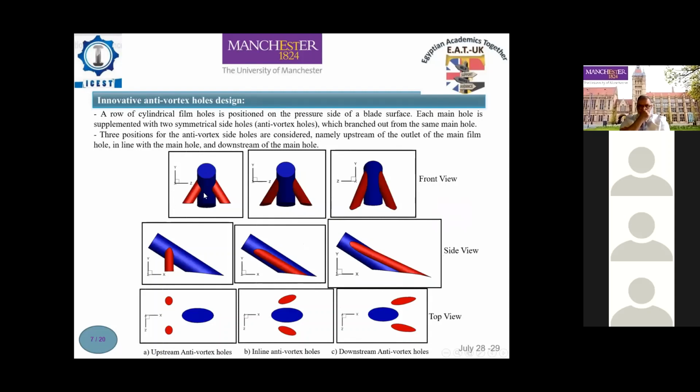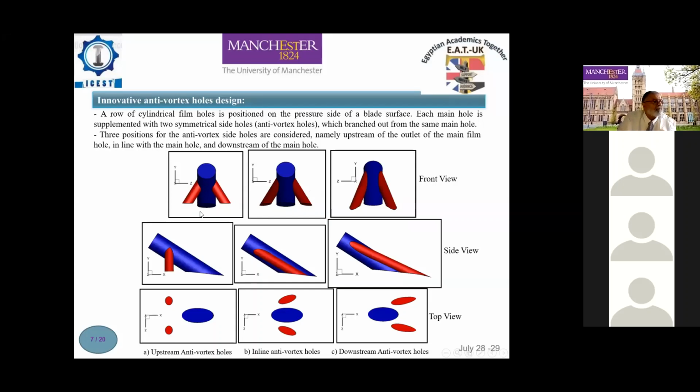Here is the new film cooling configuration. I mentioned earlier that a row of standard film holes is positioned at the pressure side of the blade, the blue color. Each main hole, I mean by main hole the standard hole or the original hole, is supplemented with two symmetrical side holes, the red color, which are branched out from the same main hole, so the hole system here is called the anti-vortex holes design. In other words, the anti-vortex holes case is exactly the same as the blade case or the original case, but with two additional holes.